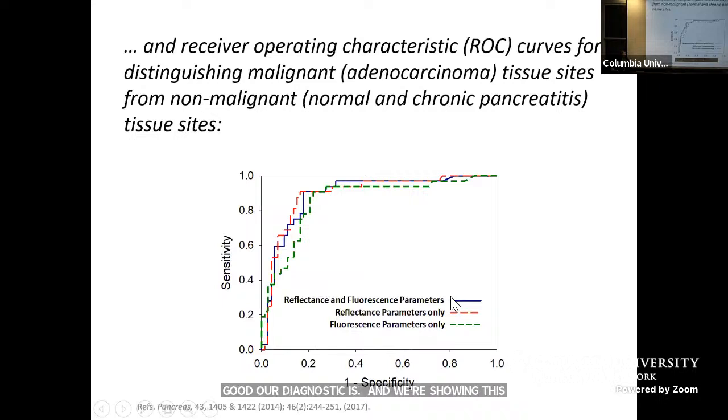So if we take all of the data, reflectance and fluorescence, we get this blue line. Reflectance only is shown in red, and fluorescence only is shown in green. And I should just mention on these types of curves, a 50-50 chance, flipping a coin, would be a diagnostic that was right here in this diagonal in the middle. So we're doing much better than that. But what we also noticed from this data, and which I'll come back to a little bit later, is how much better the reflectance did than the fluorescence. And so that's something that was interesting to us. Again, this was the first investigation of its kind, and so this is something that we can come back to later on.